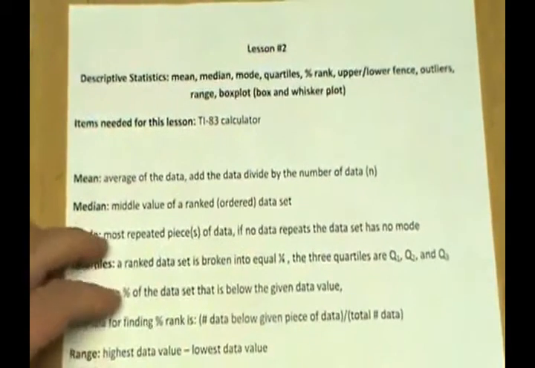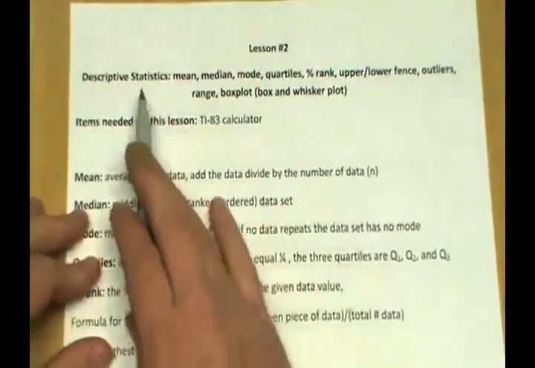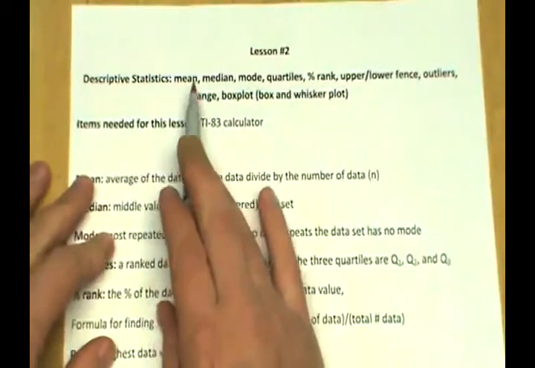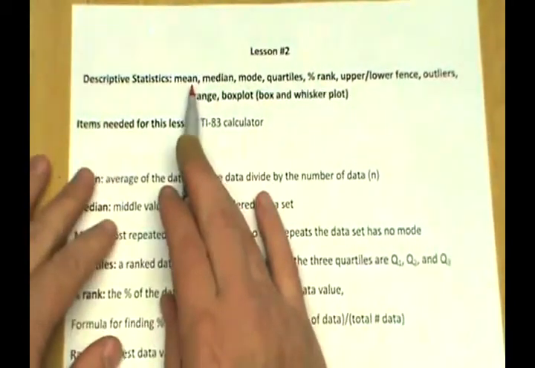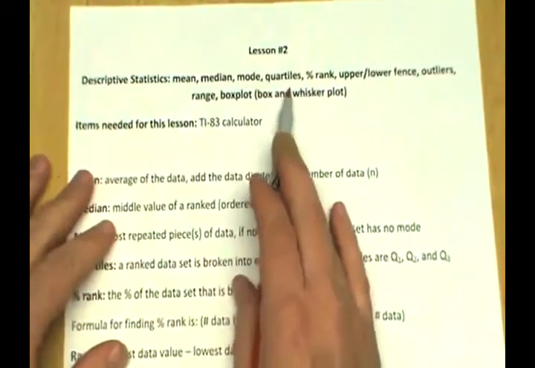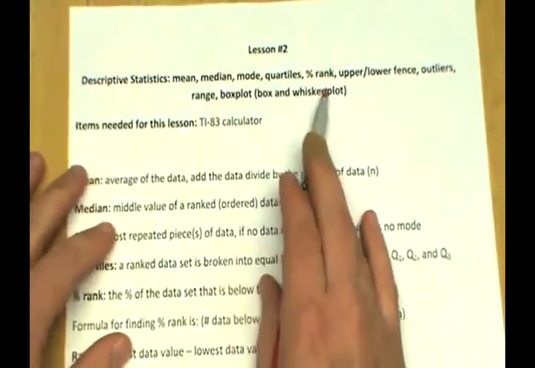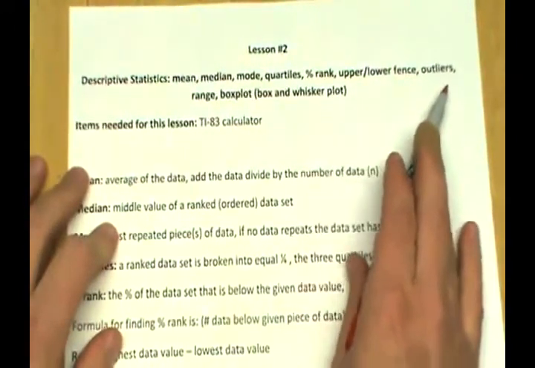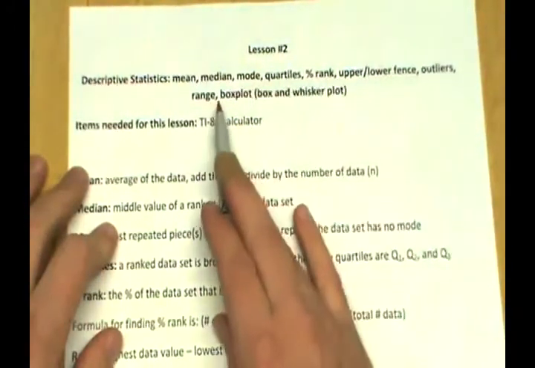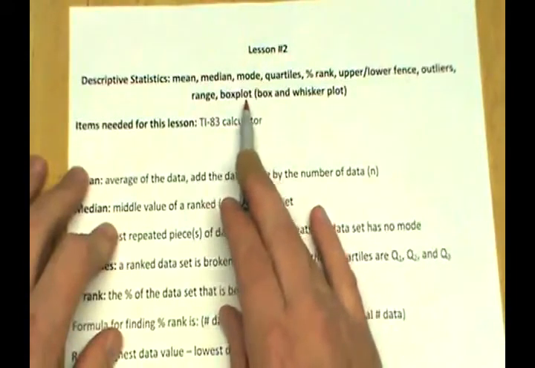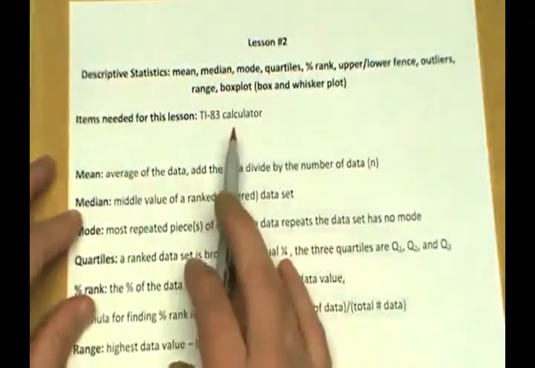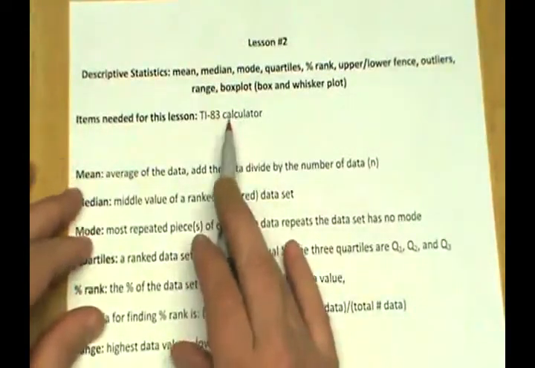Lesson number 2, we're going to be working on all of these things here. Let's go through them. Descriptive statistics. Basically we're going to be covering all of these statistical things that are needed in a regular stats class. So we're looking at the mean, the median, the mode, quartiles, percentile rank, the upper and lower fence, which helps us find outliers. We're going to discuss that in a second. Range, box plot. Box plot is also called box and whisker plot. Items needed for this particular lesson is your TI-83 calculator.